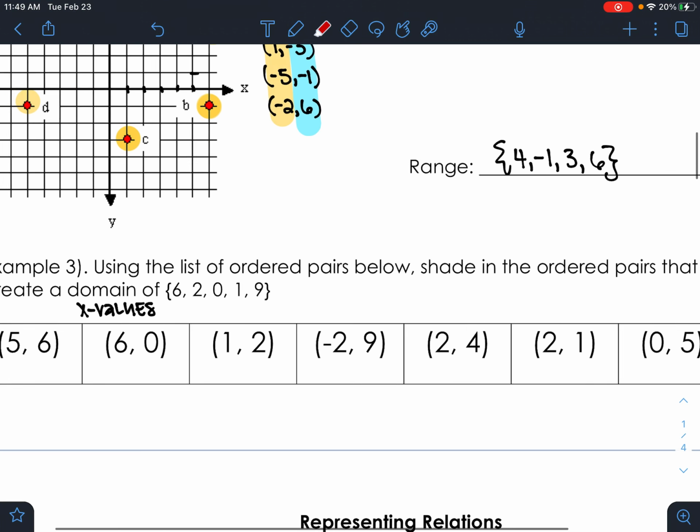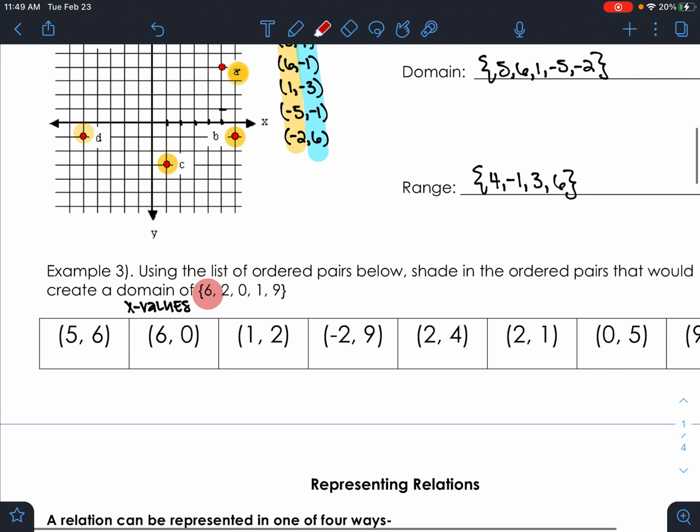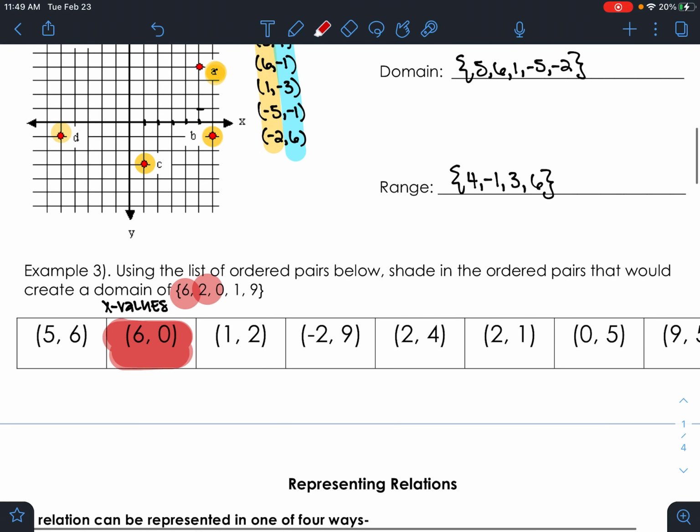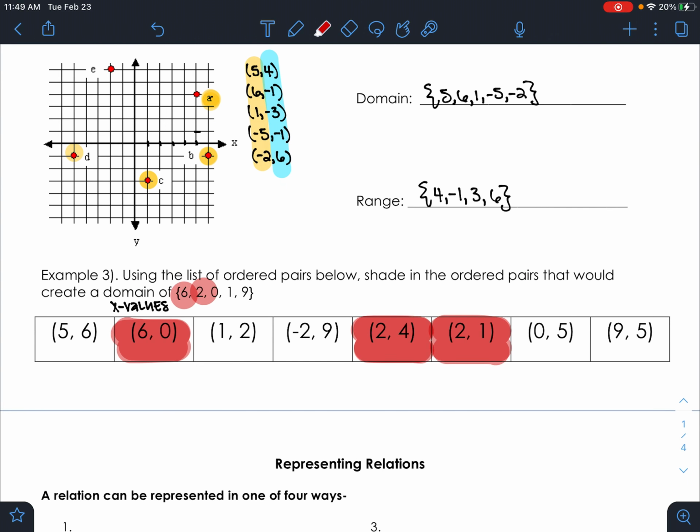So I'm going to look to see which ordered pairs have an x value of 6. And I found one right here, and I'm going to shade that in. I'm going to now find which ones have an x value of 2. So I found this one right here. And remember, we can have more than one that has that same x value. So we're going to highlight both 2, 4 and 2, 1.